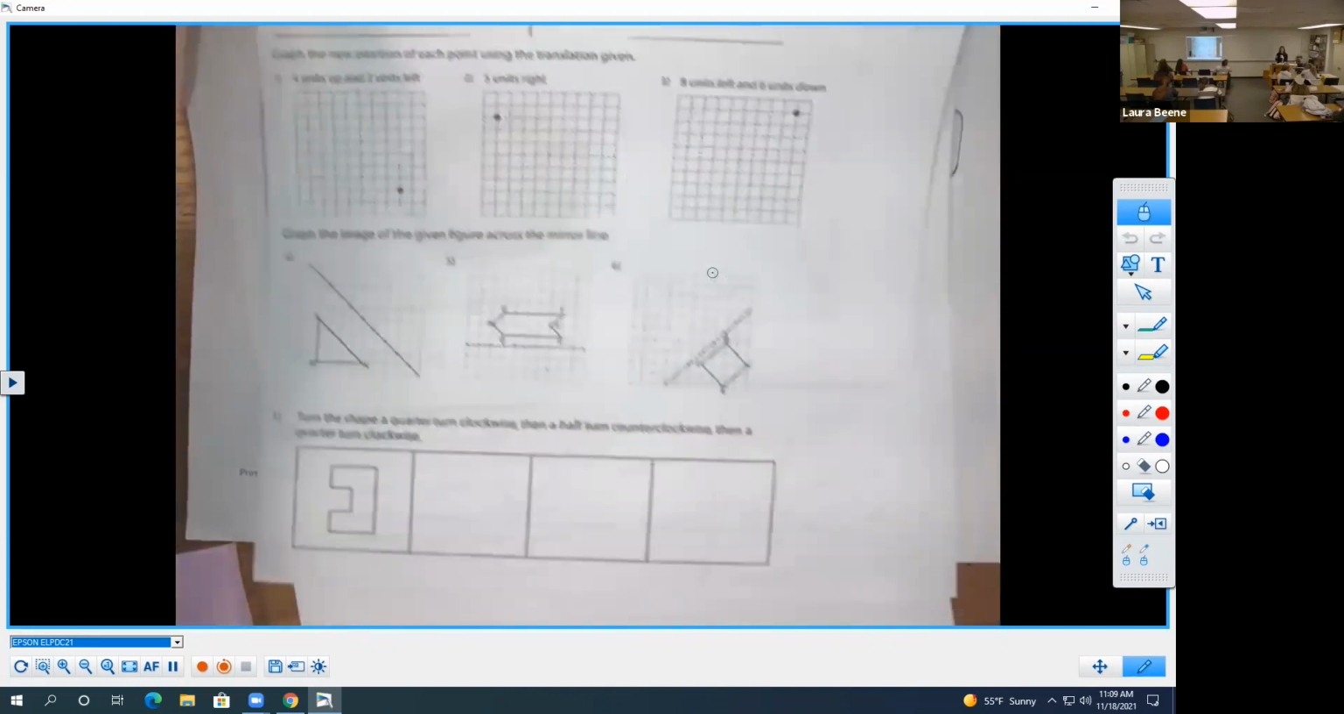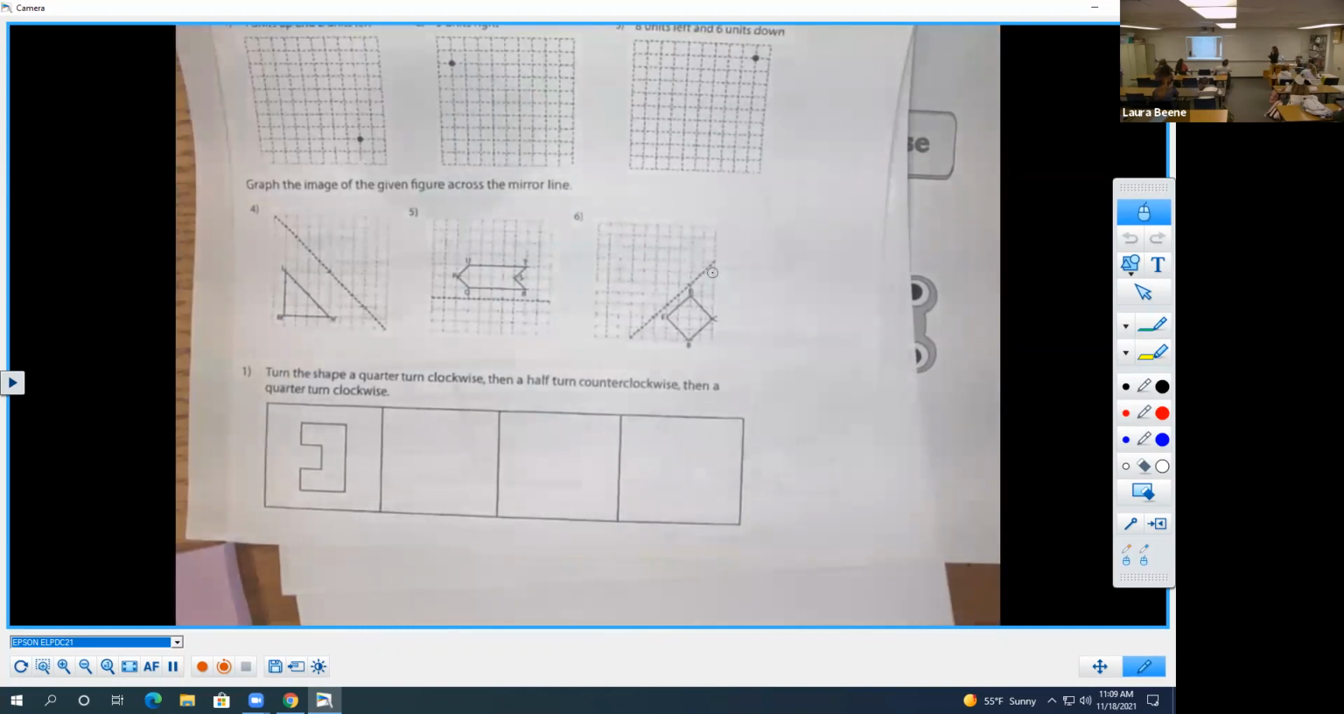So if you struggle with this, literally cut out a sheet of paper. It doesn't have to be an exact thing, just essentially the idea. Cut it out and literally move it around how you need to. Okay.